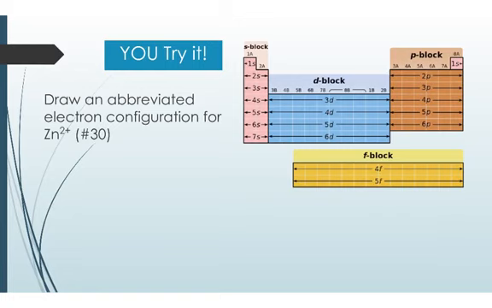All right, this is a you try it. You're going to be doing this one. This is Zn2+, zinc 2+, element number 30. So you're going to try it, and then you're going to come back and have a look and see if you're right. I'm going to solve it for you now.